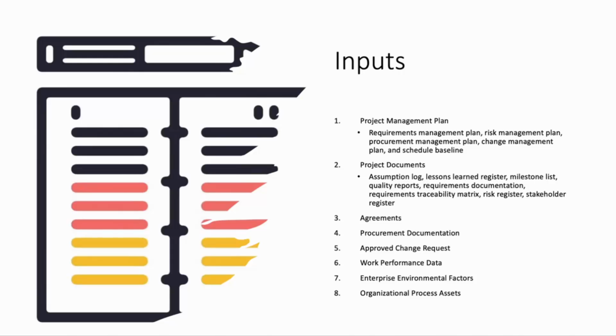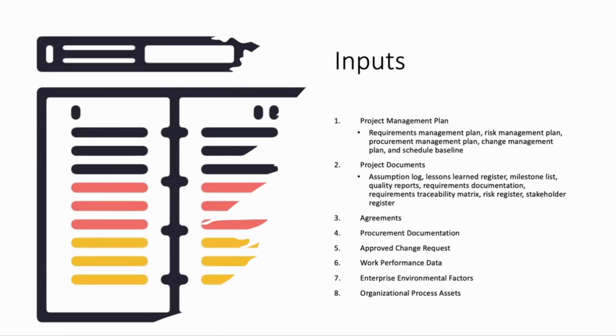Inputs. Project management plan components include, but are not limited to, requirement management plan, risk management plan, procurement management plan, change management plan, and schedule baseline. Project documents that can be considered as inputs to this process include, but are not limited to, assumption log, lessons learned register, milestone list, quality reports, requirement documentation, requirement traceability matrix, and stakeholder register.